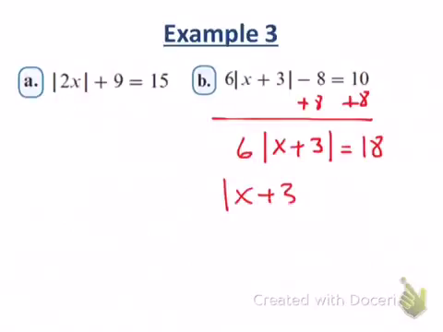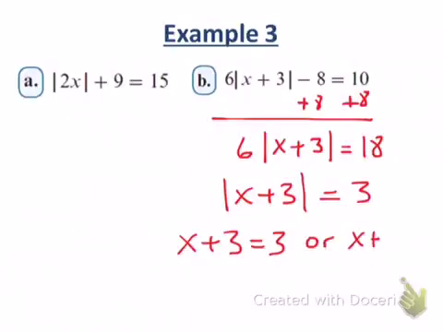Absolute value x plus 3 equals 3. And I got that by dividing both sides by 6. Is everyone okay with me skipping that step? X plus 3 equals 3, or x plus 3 equals negative 3. When you split the equation into two separate equations, and we do that because x plus 3 in this expression can be 3 or negative 3 and still have a distance from 0 that's equal to 3.